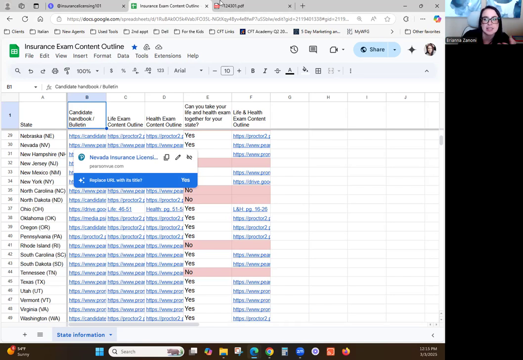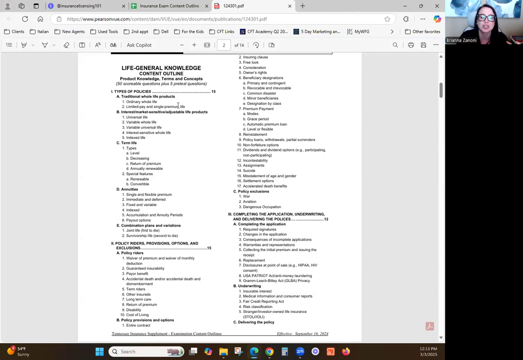But what's really neat is this exam content outline. It's going to show you all of the topics that could be on your exam, and it's going to show you the weight of them and how many questions are actually going to be on the exam. So for this example, this is for Tennessee. Under types of policies, there's going to be 15 questions, and those 15 questions can vary on any of these topics. As long as you understand those topics, you're going to be able to answer any question that they throw at you on the actual exam.